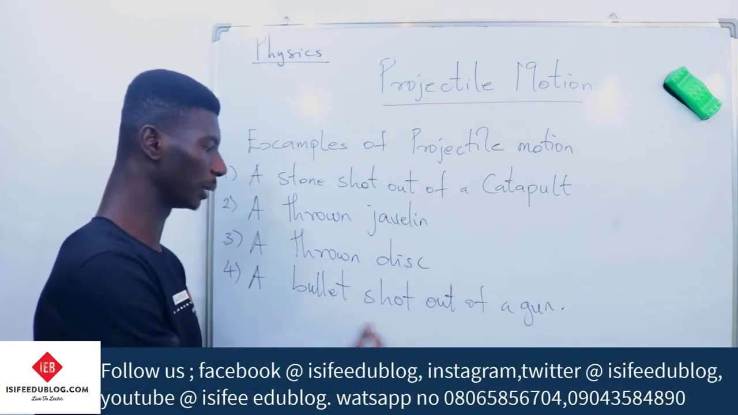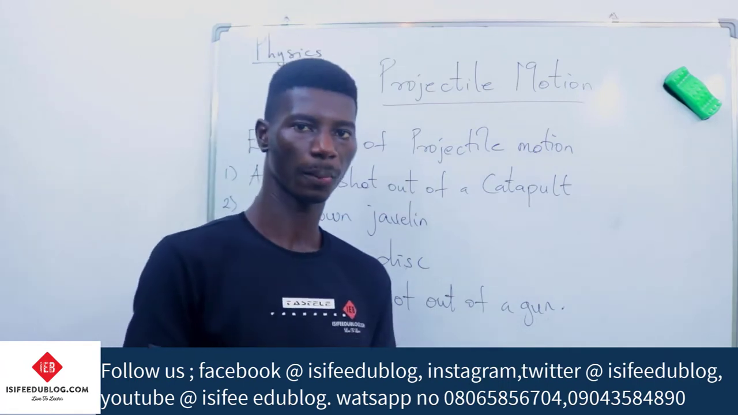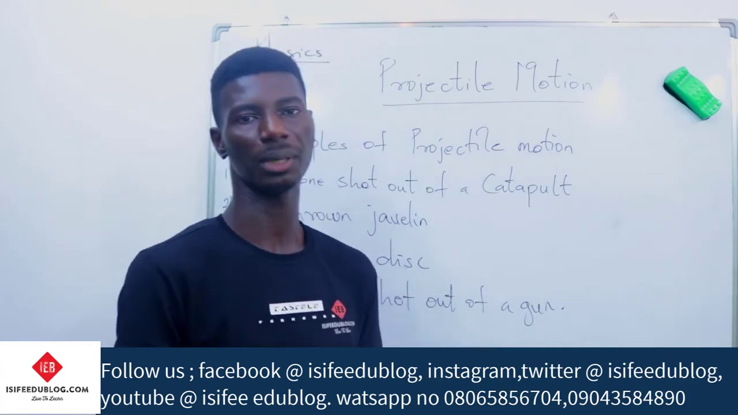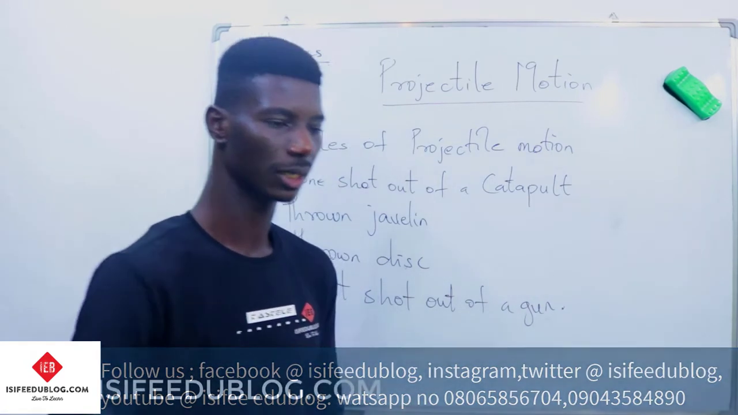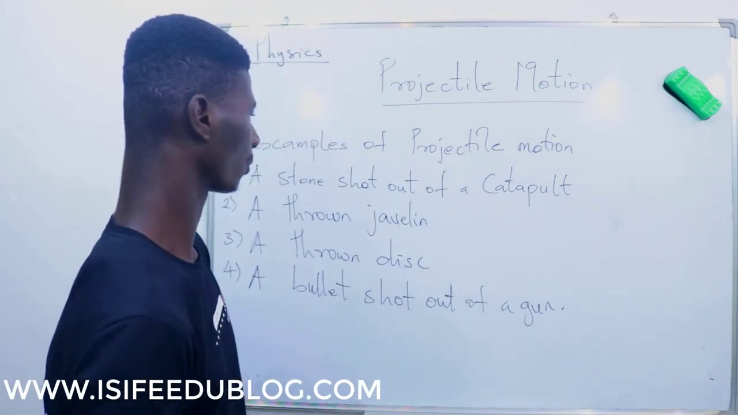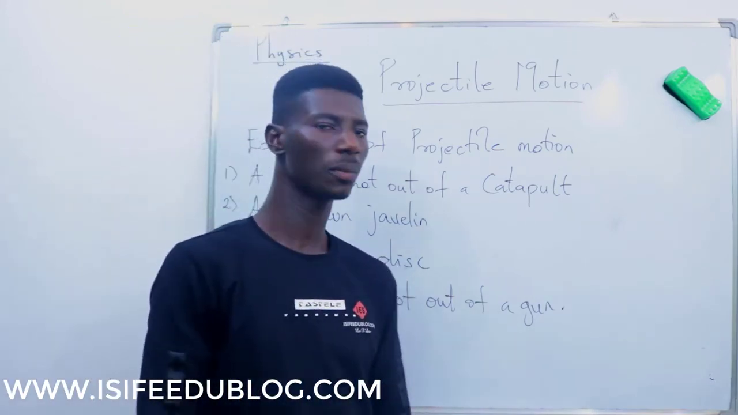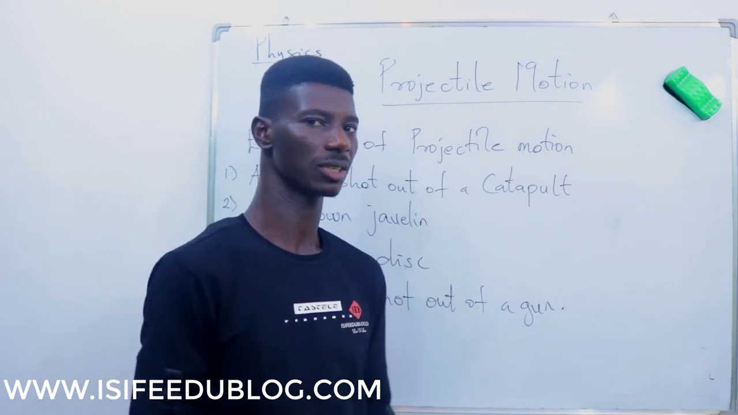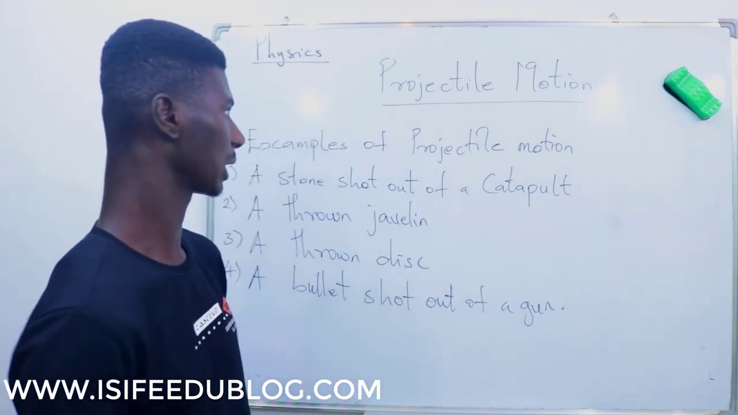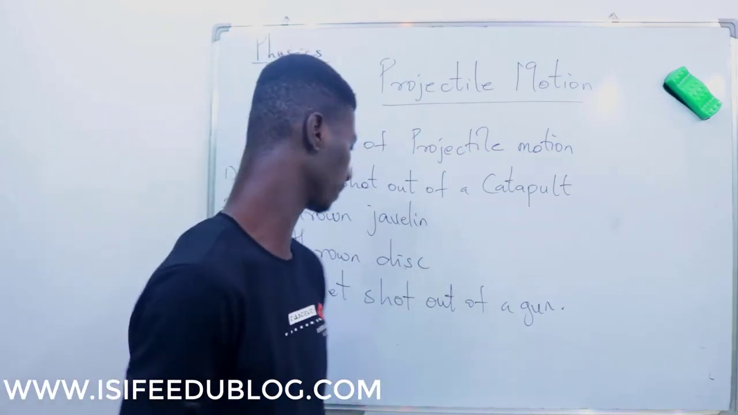Now, number 4, we have a bullet shot out of a gun. Not a bullet. No, a bullet is not a projectile, but a bullet shot out of a gun. We have so many examples. You can formulate yours. So many examples of projectiles or projectile motion.